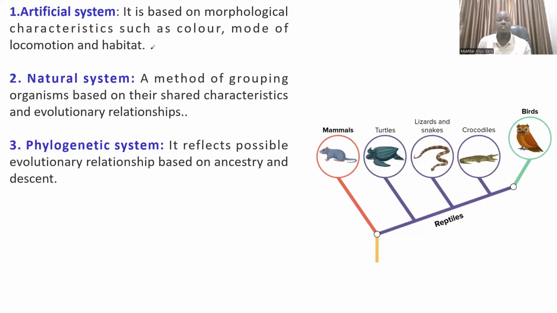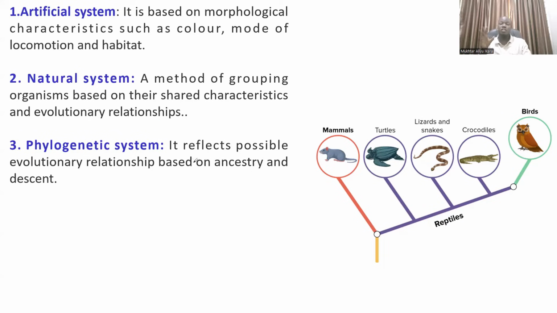So then the next thing that we are going to look at is the artificial classification. That is the different types of classification. So the artificial classification is based on morphological characteristics such as color, mode of locomotion, habitat, and nutrition also. So based on the color or how organisms move and the habitat that they belong to, organisms can be classified. Then we have natural classification. A natural classification is a method of grouping organisms based on their shared characteristics and evolutionary relationships. So you can have organisms classified based on their shared characteristics if they have similar characteristics or evolutionary relationships. Maybe from evolution, if they actually came from the same ancestor.